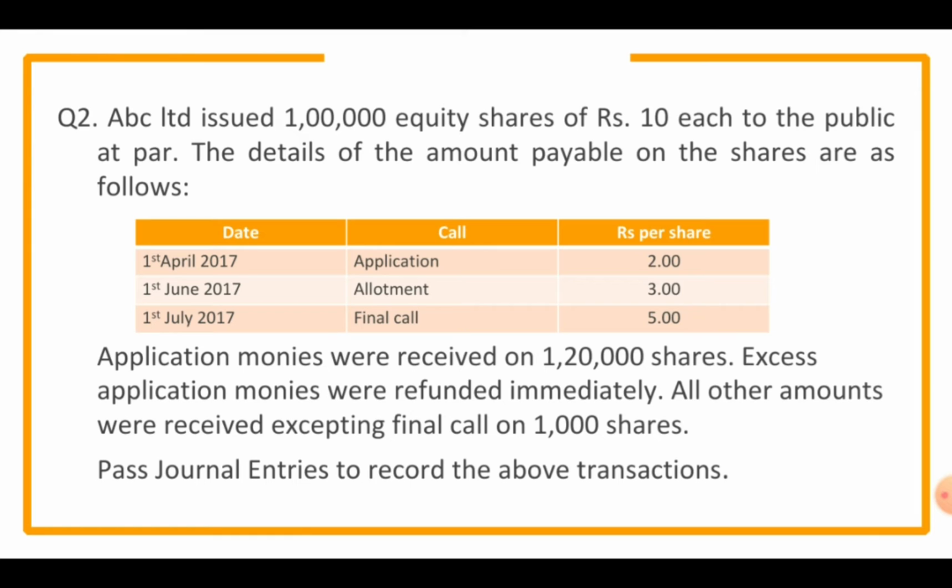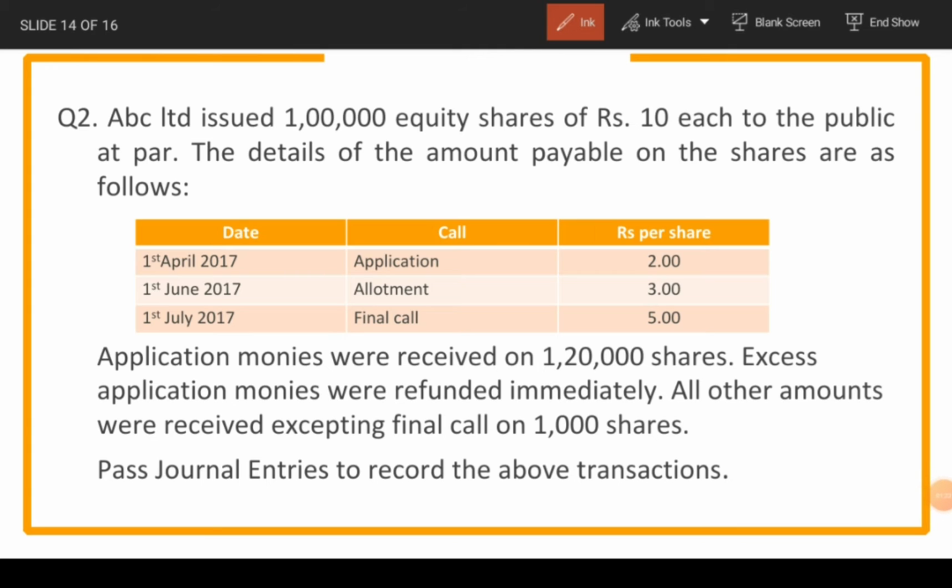So here you will see they issued only 1 lakh equity shares, right? But out of that, application is received on 1,20,000 shares. So you have issued 1 lakh, but you have received 1,20,000, which means the excess is 20,000 shares. Any amount that you're receiving beyond 1 lakh should be sent back. It should be given back, refunded immediately. It should not be transferred to your share capital.